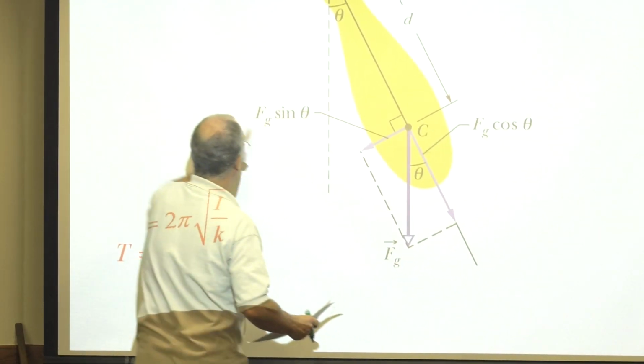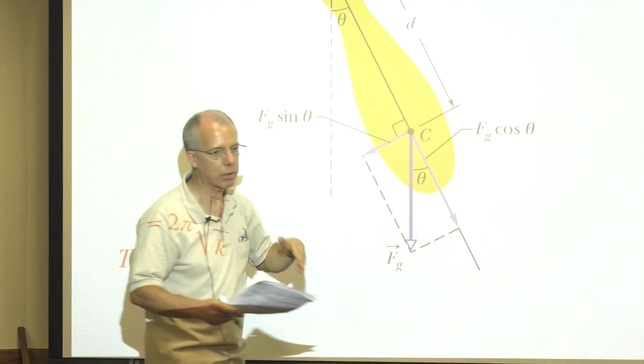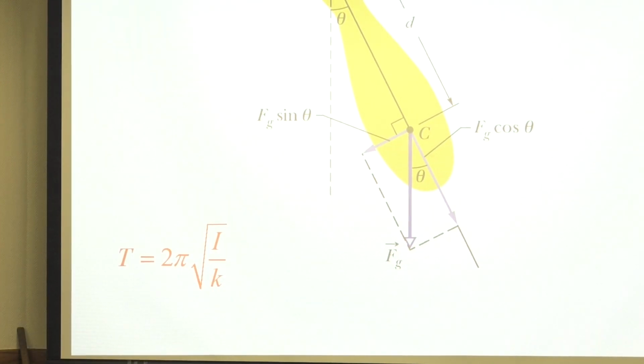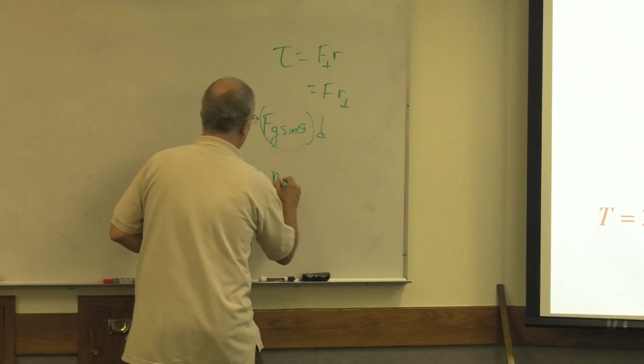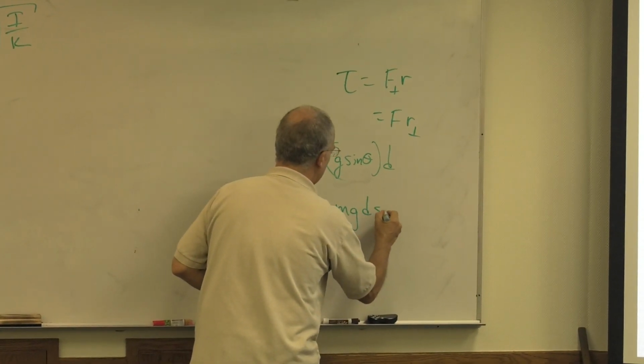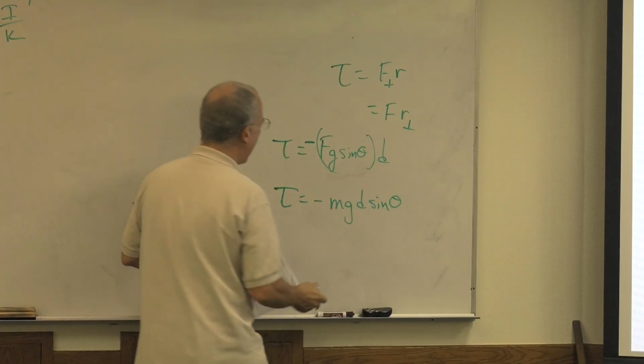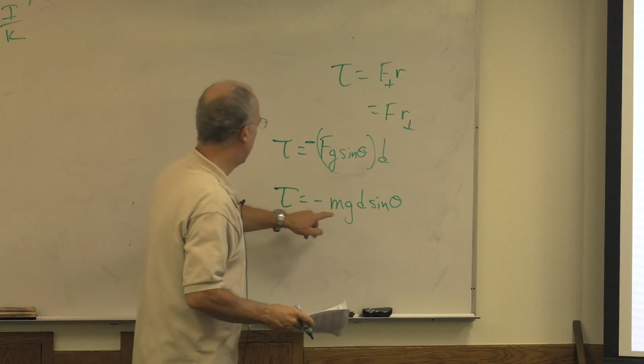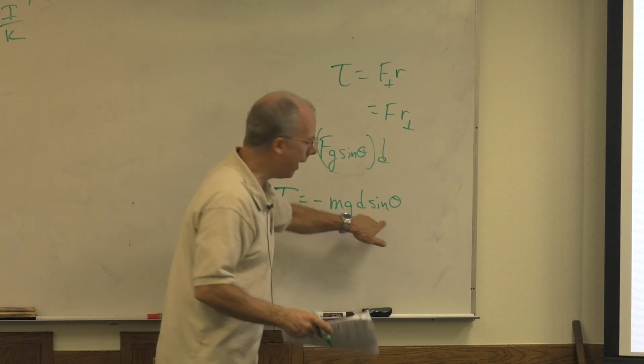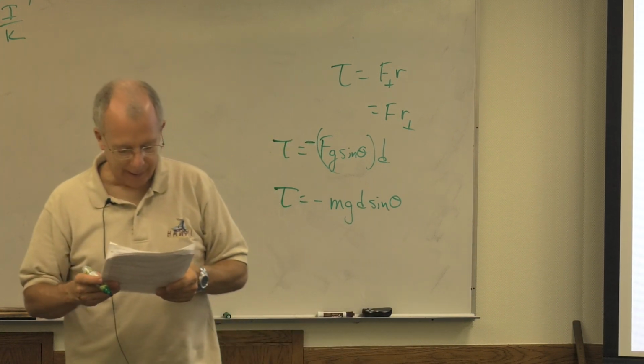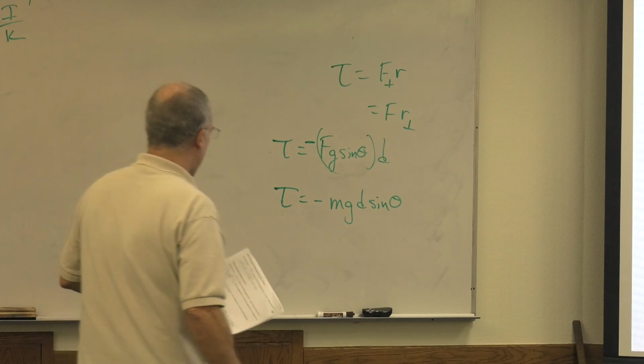If the thing is going in this direction, the restoring force is that direction. So it's always opposite. And of course, we can write that as minus mgd sine, that's pretty nice, right? Write it like that. So Fg is mg. So minus mgd sine theta. Okay. Wow! Does this undergo simple harmonic motion?